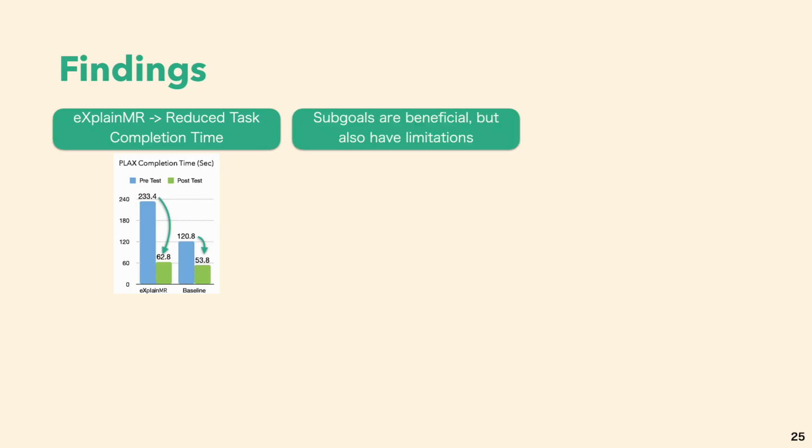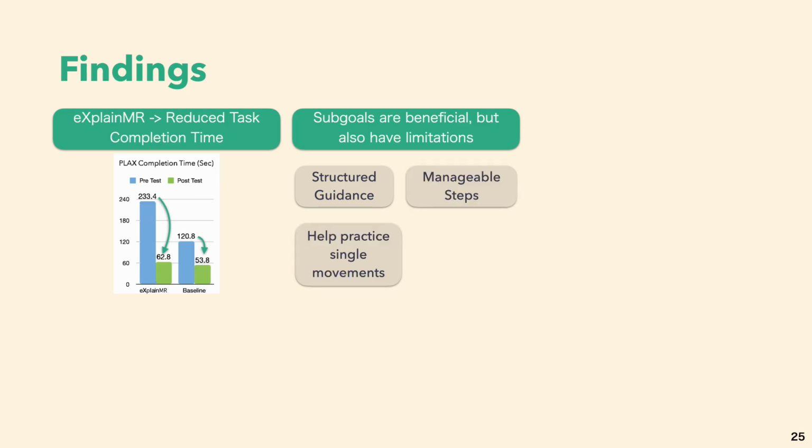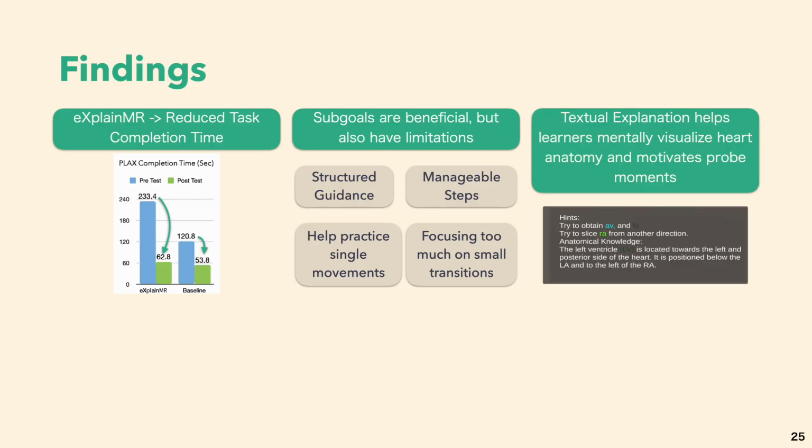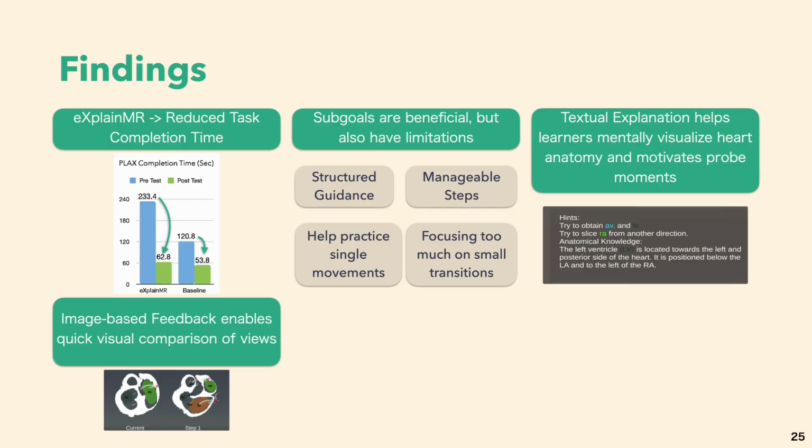Second, participants found sub-goals beneficial for providing structured guidance by breaking down the complex process into manageable steps, helping them practice single movements. However, focusing too much on small transitions could hinder the development of fluid real-world ultrasound skills. Third, anatomical textual explanations help learners mentally visualize heart anatomy and encourage independent problem-solving by connecting anatomical knowledge to probe movements. Fourth, visual comparison between the current and target images enhances visual motor and visuospatial skills by helping learners quickly assess their progress toward the desired view.